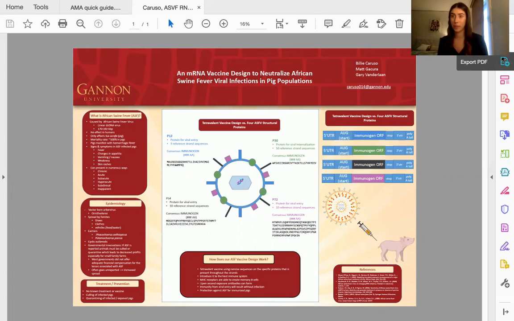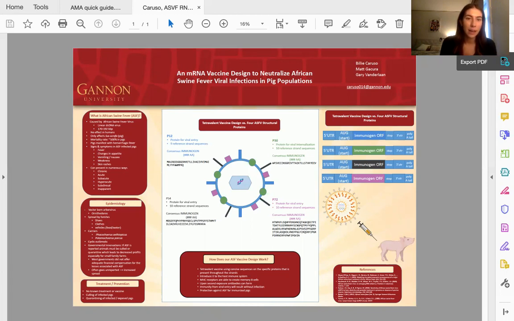In these pig populations, the mortality rate nears 100%, which means it's incredibly lethal and has a big impact on the pig population, which is a very vital protein source. So it causes a lot of food insecurity, which I'll be talking about a little bit later.